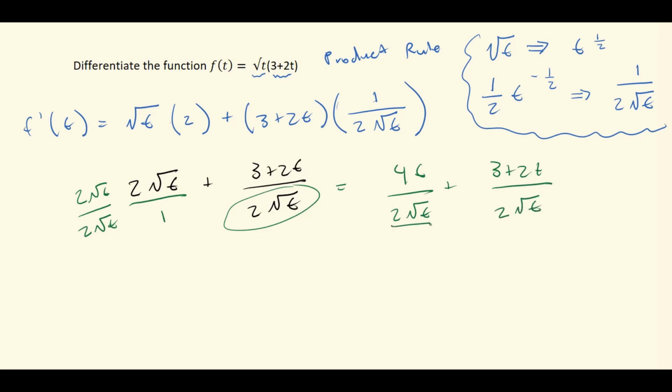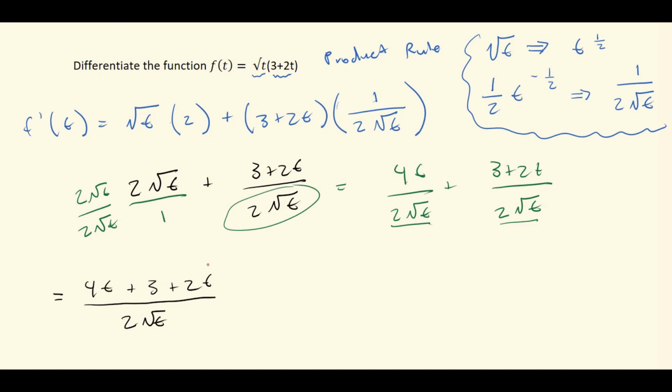So now we have a common denominator, so we're going to go ahead and combine those two fractions, which will give us 4t plus 3 plus 2t divided by 2 times the square root of t.